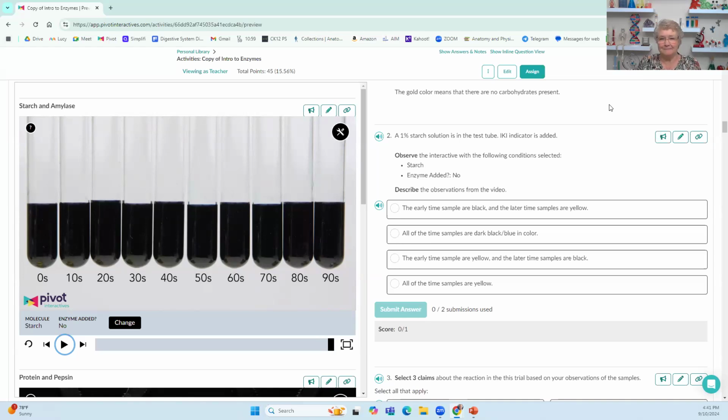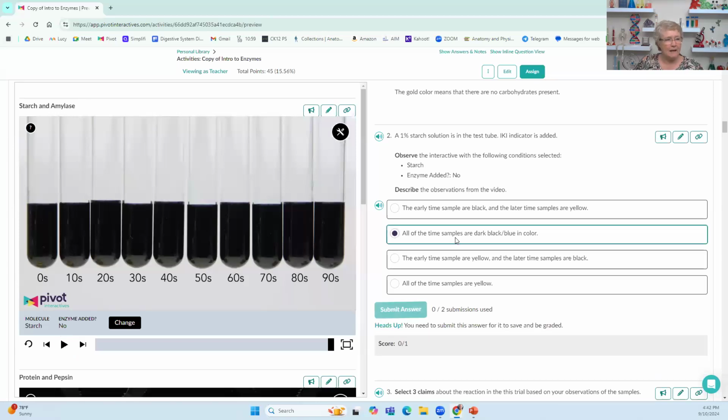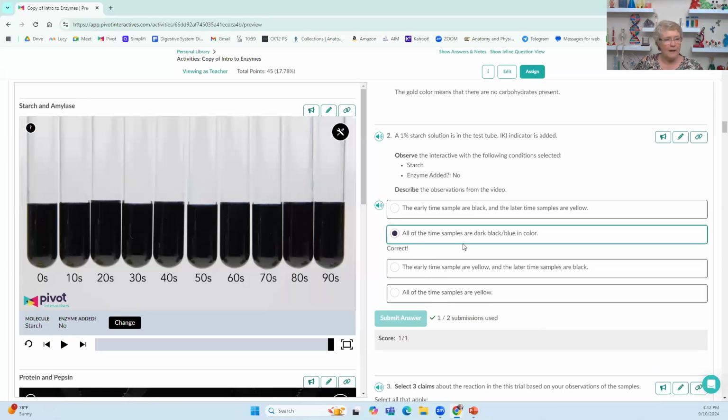Bethany. Yes, they are all dark blue. You're right, Chris. They are all dark blue. All of the time samples, you can see them. They're all dark blue, black in color. All right, that is correct.